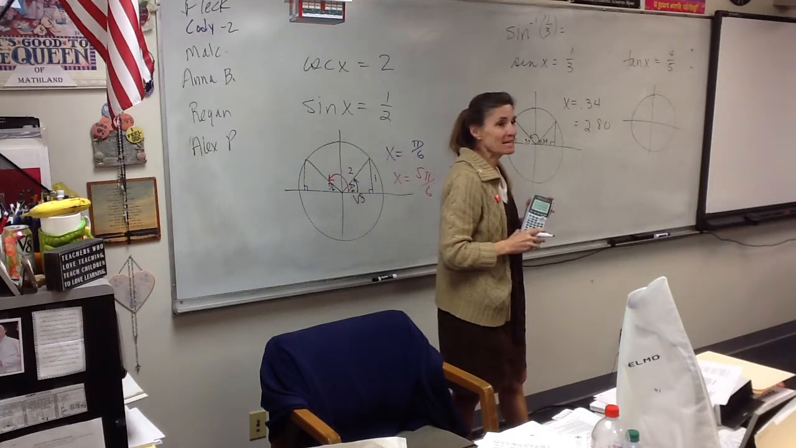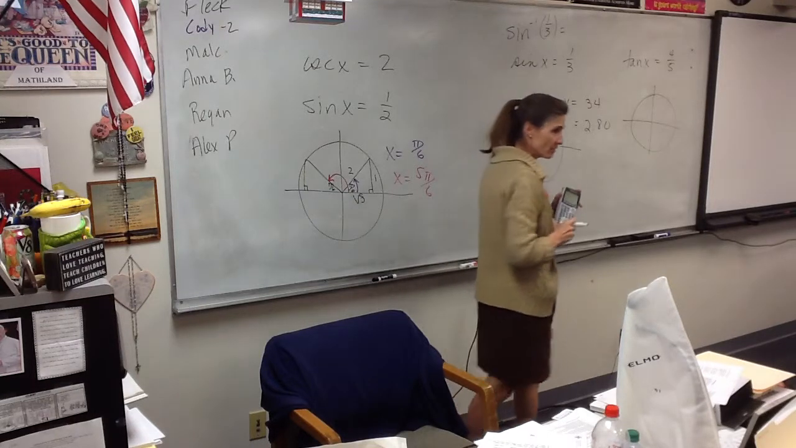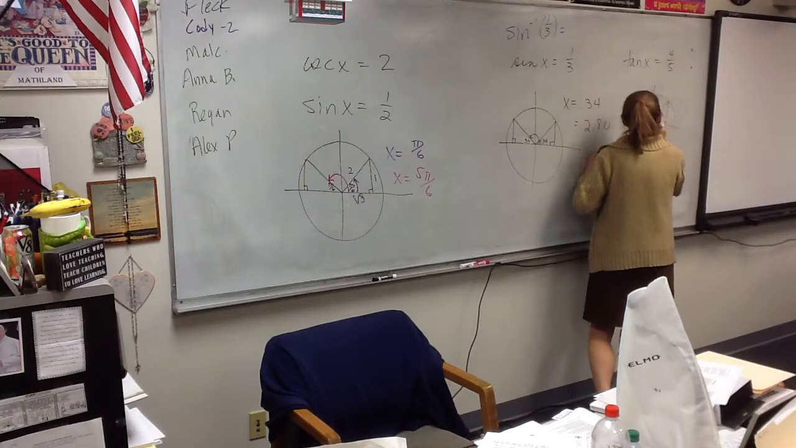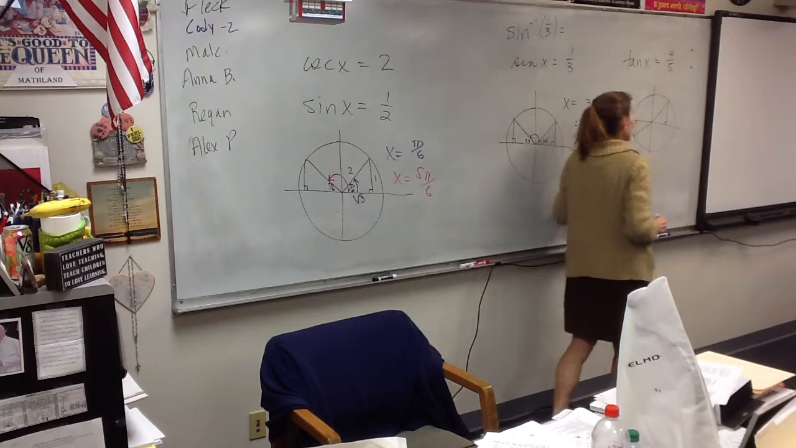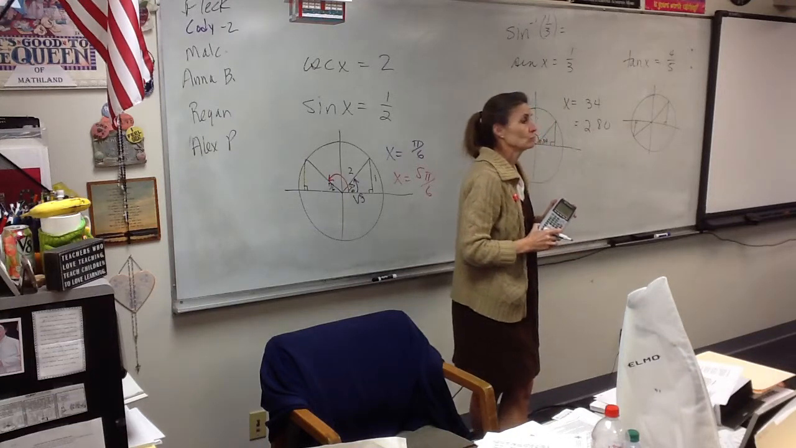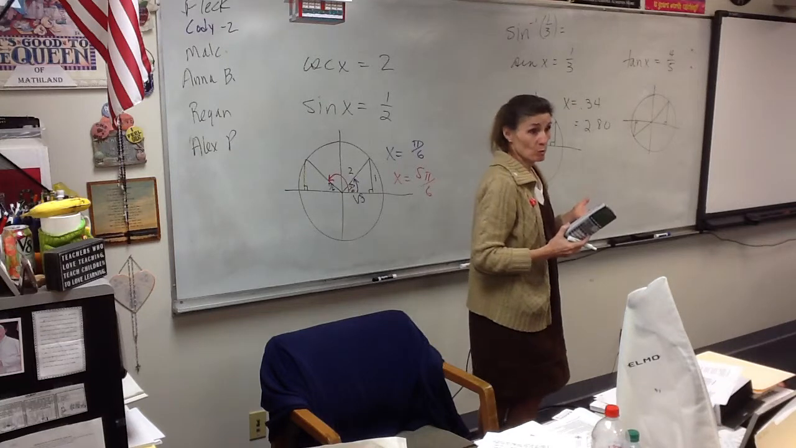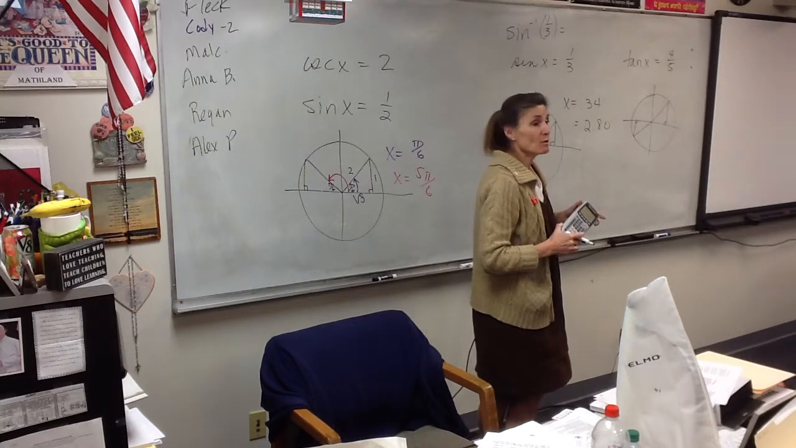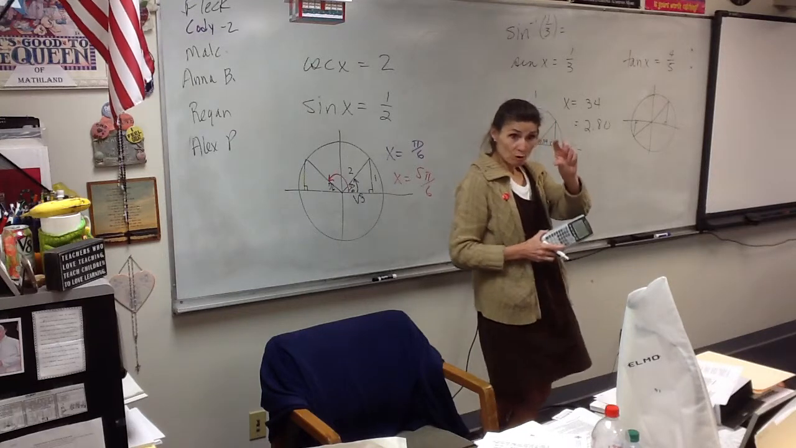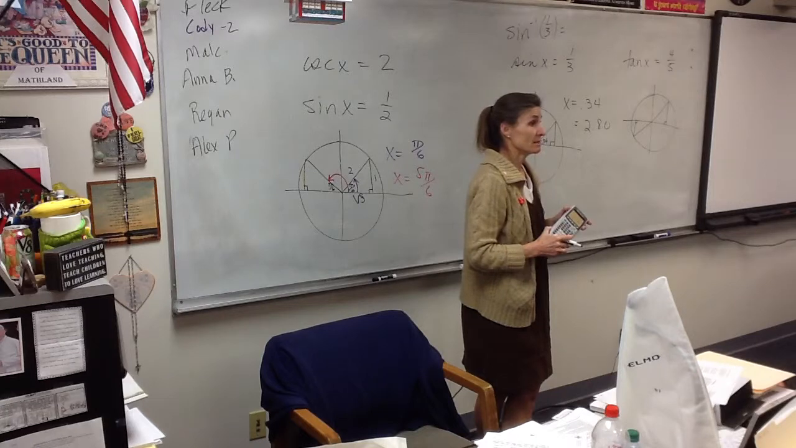All right, let's try this one. Where is the tangent positive? 1 and 3. Very good. And how do I know, Maggie, that the tangent is positive in 1 and 3? Everything's positive in quadrant 1. But in quadrant 3, what happens to x and y? They're both negative. So when you build the fraction, y over x, they become positive.